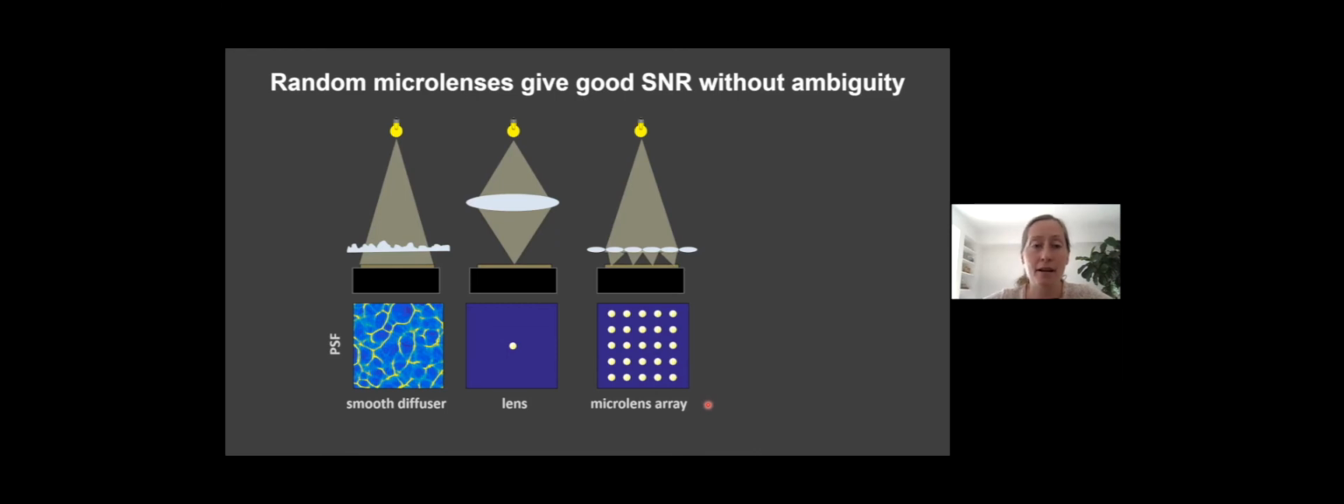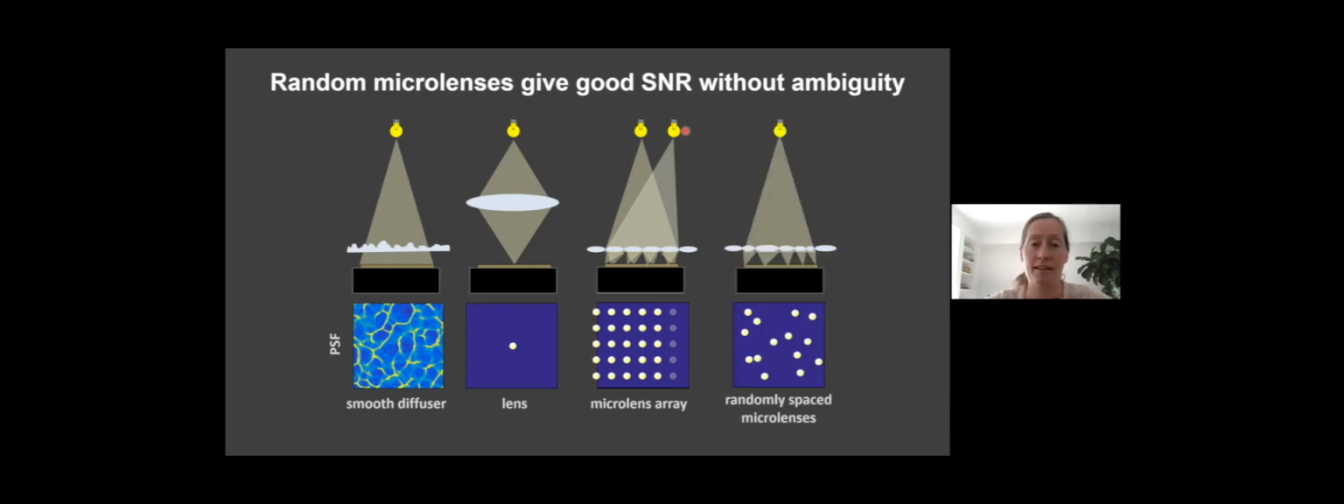The bad thing about a micro lens array is that because it's periodic, if I shift my point source by the appropriate amount, then I get a point spread function that's almost the same as the original. These two point sources have almost the same point spread function. So there's this ambiguity in which these are very hard to distinguish from each other because the thing is a regular, periodic thing.